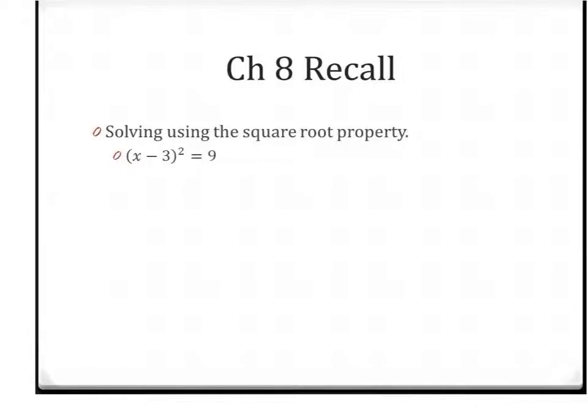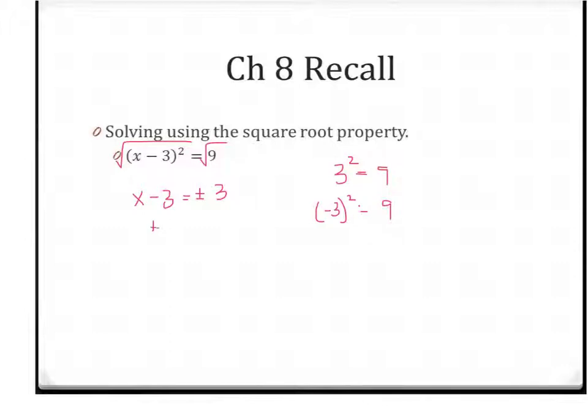We need to jump back to Chapter 8 real quick, and at the very end of Chapter 8, we used what was called the square root property. A little bit of refresher: if you have one factor squared like this, we took the square root of both sides and that canceled with the square, leaving us with x minus 3 equals. And there are 2 square roots of 9, so we had to add a plus or minus to our 3, because 3 squared is 9 and negative 3 squared is 9. So we had both of those to deal with.